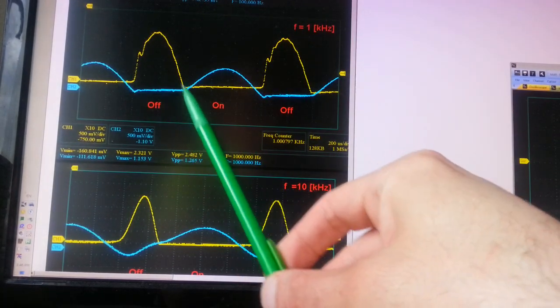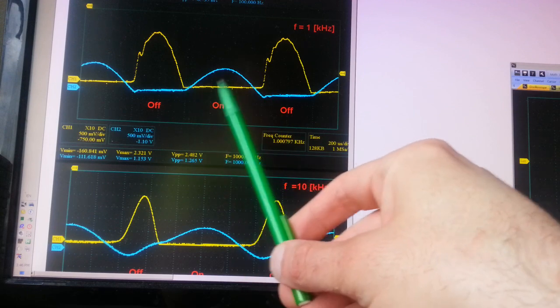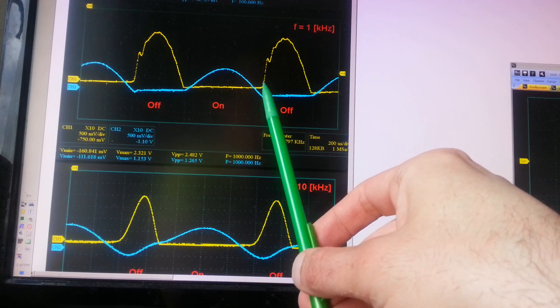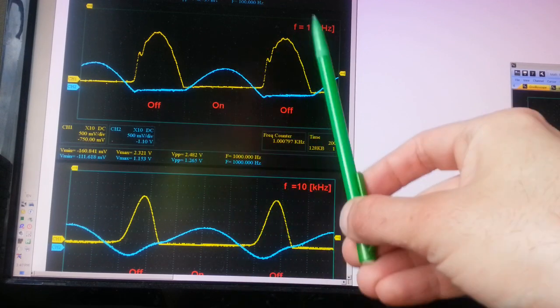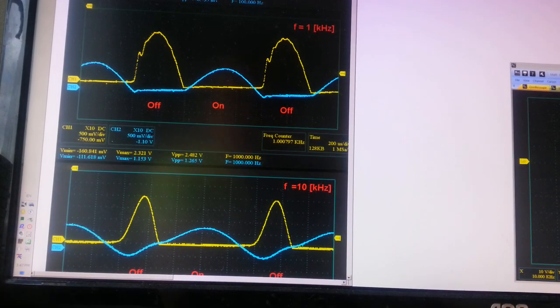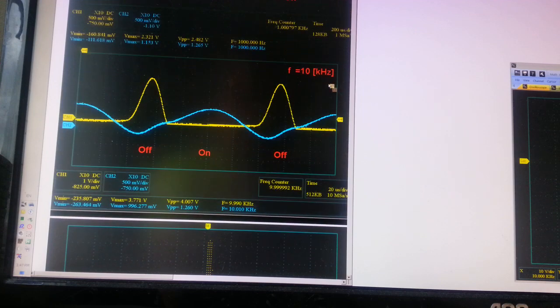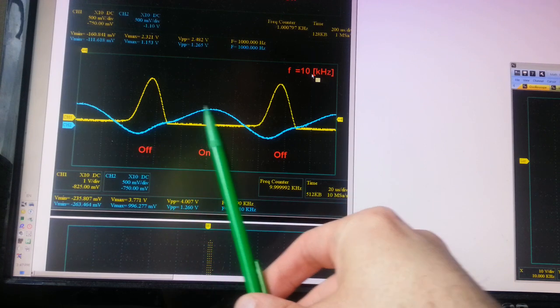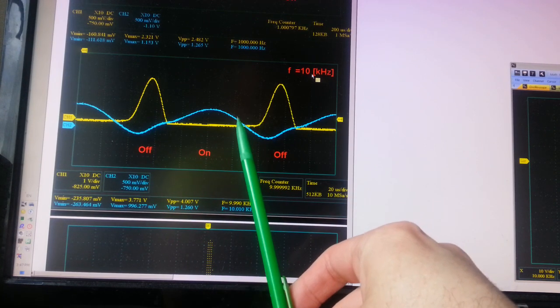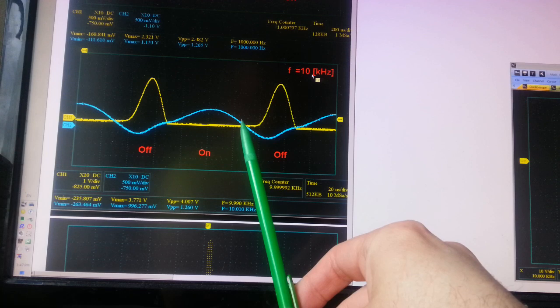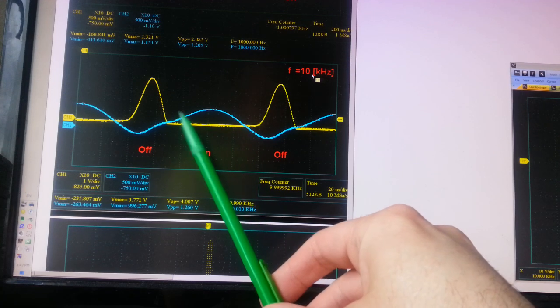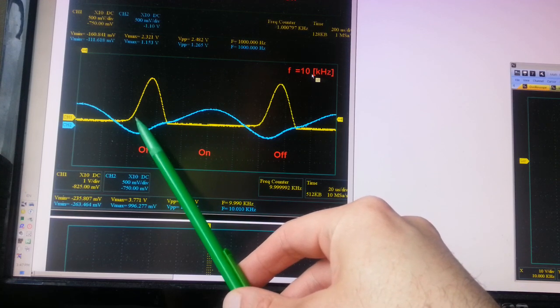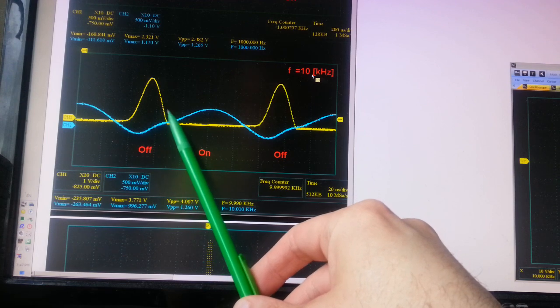So we know that we have a bit longer on time in that case at 1 kHz. If we increase the frequency to 10 kHz, now we see that the time on is almost 2, maybe 3 times the duration of time when the diode is off.